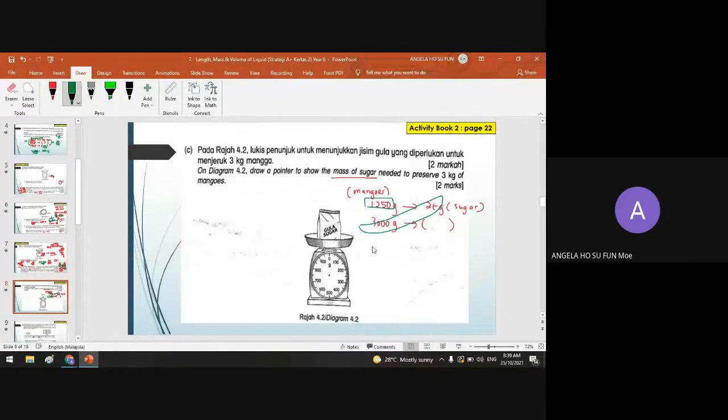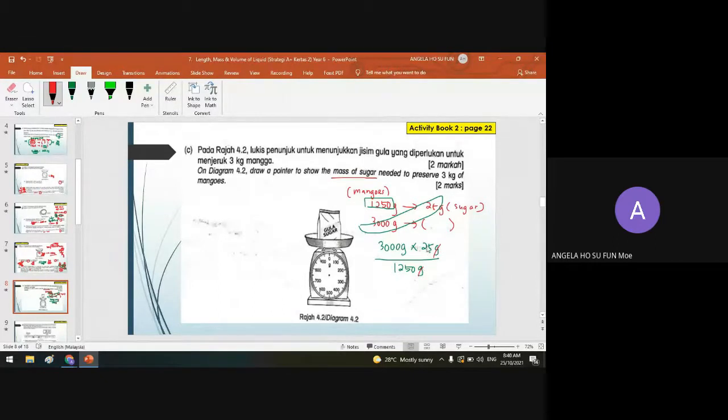Okay, so what I do is, don't straight away multiply and divide. You do a mathematical sentence first. It is 3,000 gram times 250 grams, then divide by 1,250 grams. Okay, 1 gram and 1 gram, I can cancel. So last, the answer also in gram.